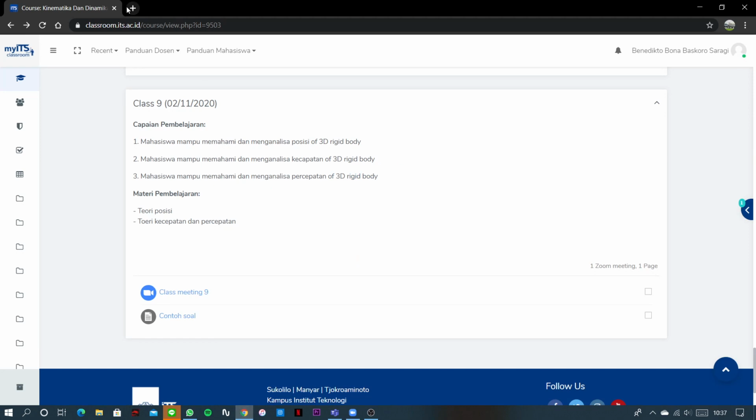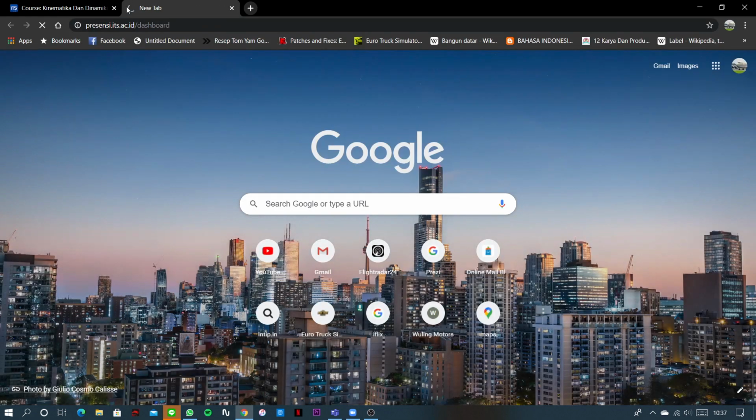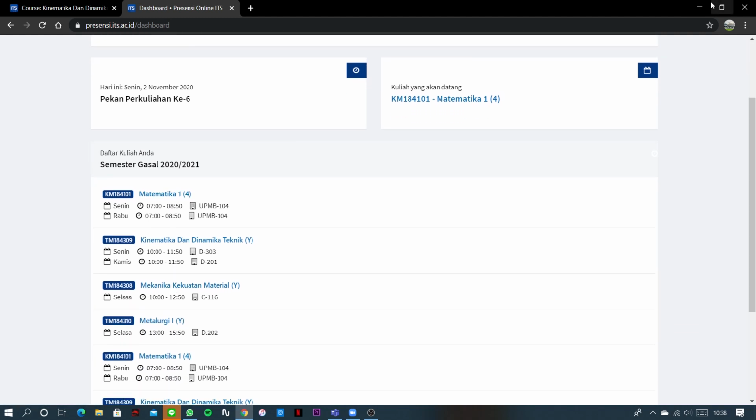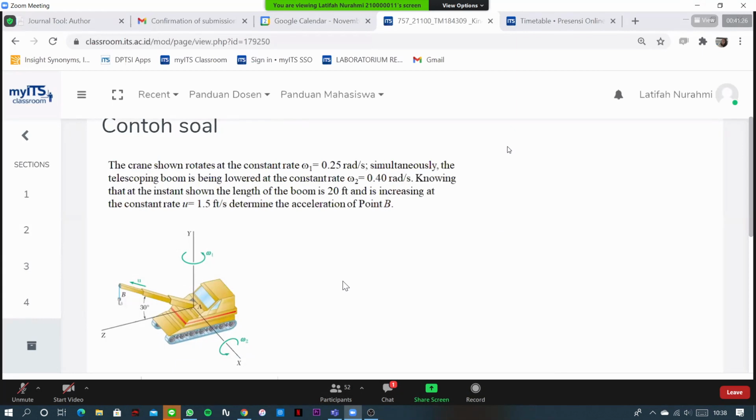Okay, let's see the questions for three-dimensional space. So here is for a three-dimensional space. Now we have a crane. I'm working with cranes as well with my students. Now we have one crane as shown here. It rotates with a constant rate, omega 1, 0.25 radian per second, and then simultaneously.